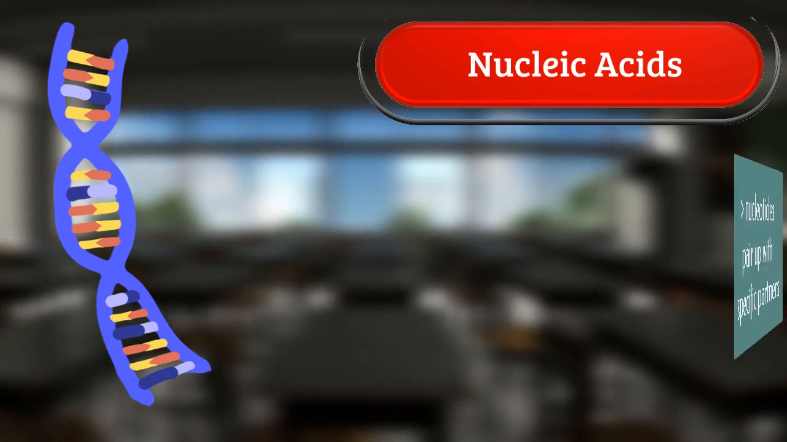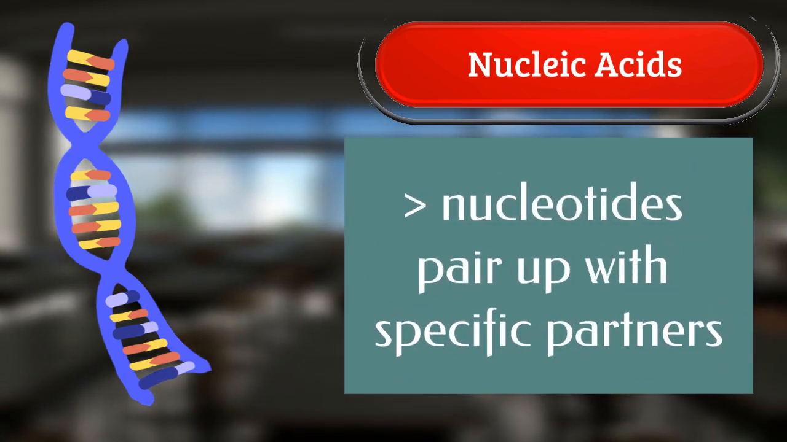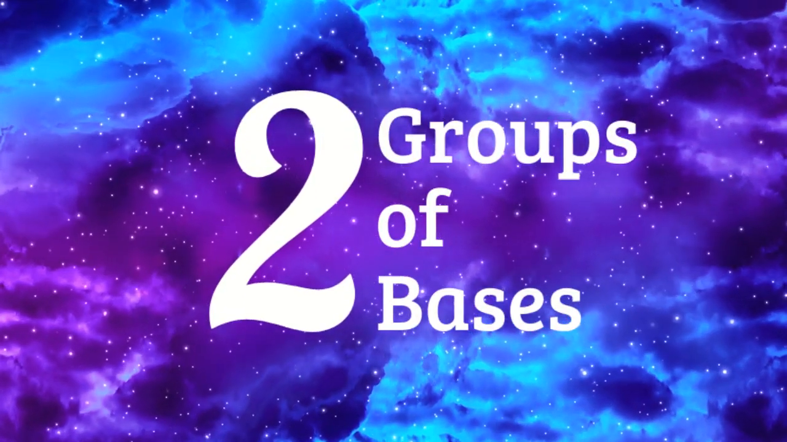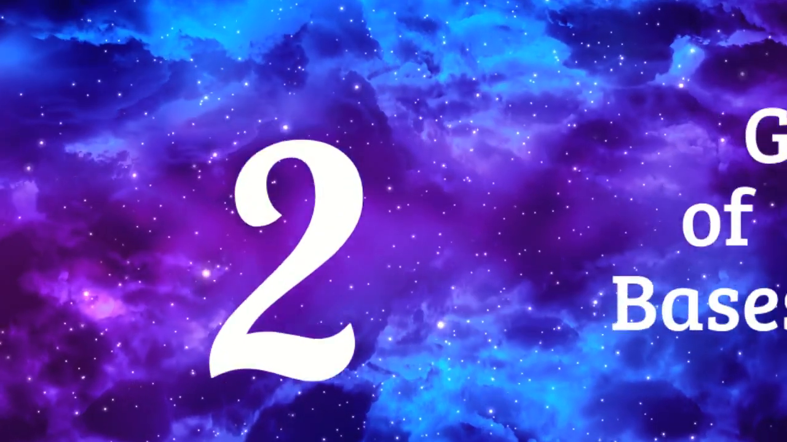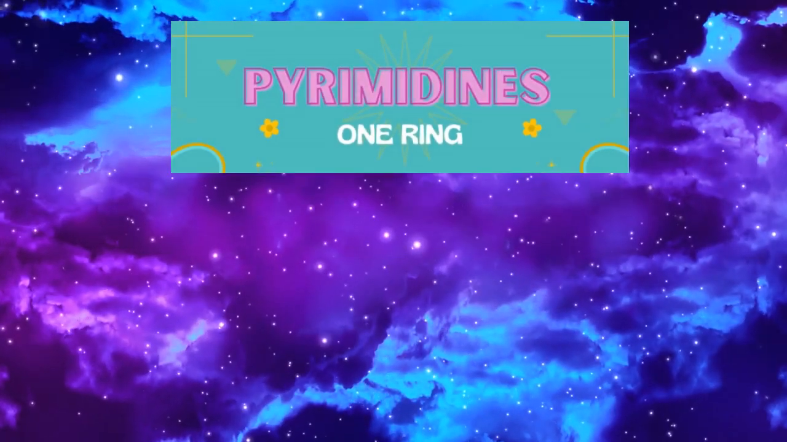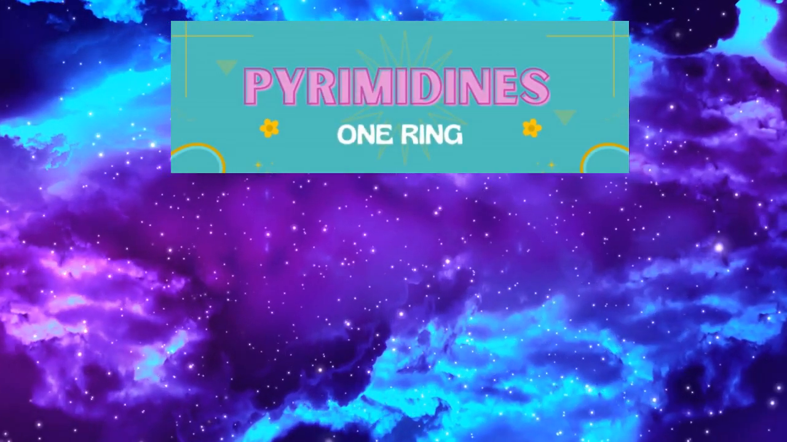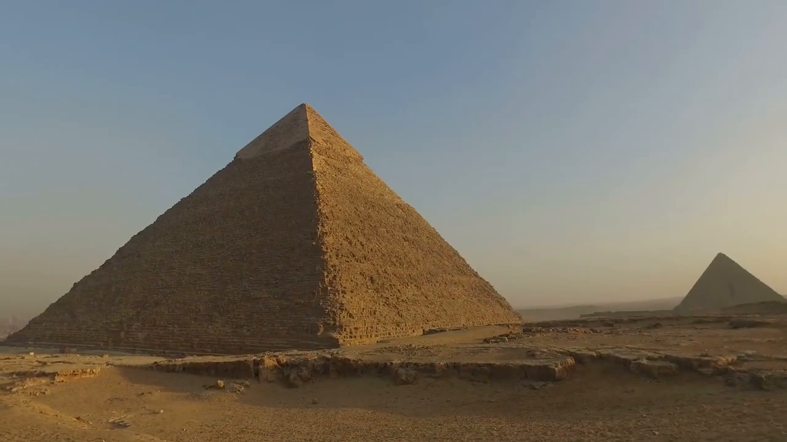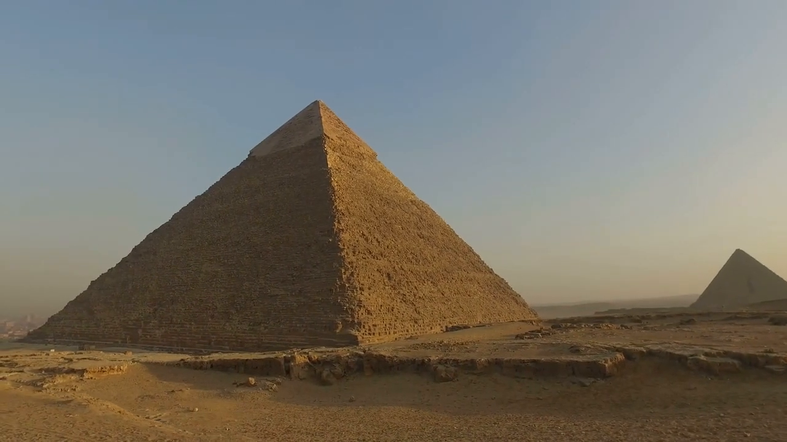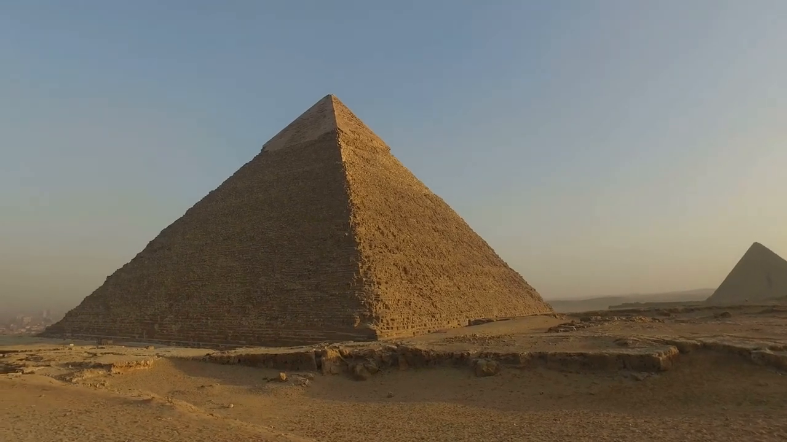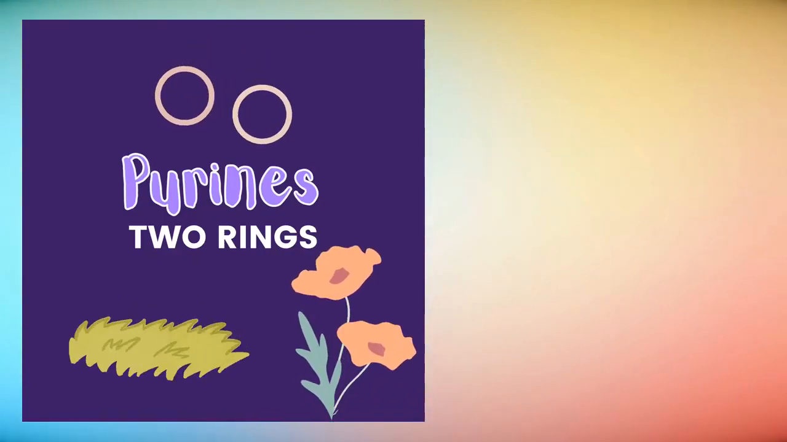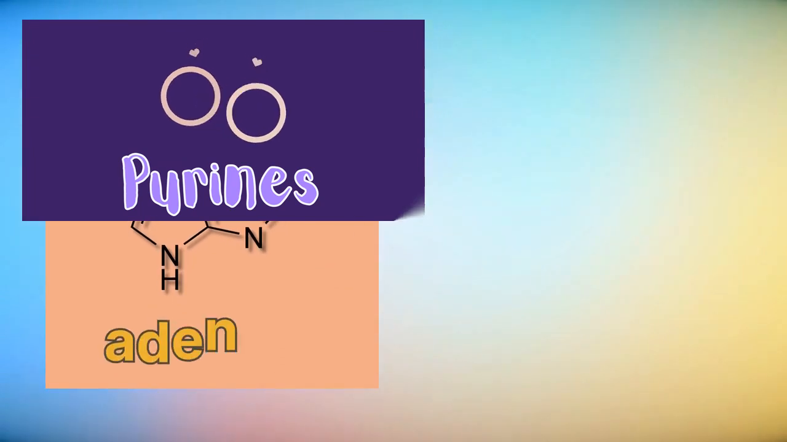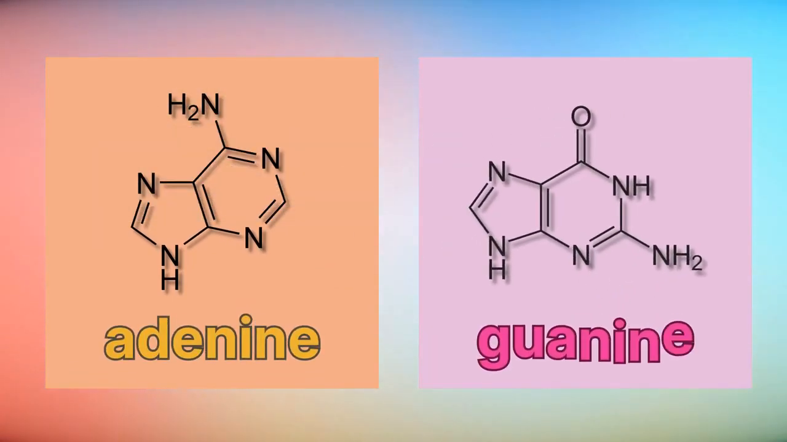The important thing to note is how certain nucleotides are very picky with their partners. Fun fact, there are two different groups of nitrogenous bases. The pyrimidines are the small ones, with only one ring. These include cytosine, thymine, and uracil. There are three, so you can kind of remember it like the number of edges in a triangle. The other group, known as purines, have two rings instead of one, and they are adenine and guanine.